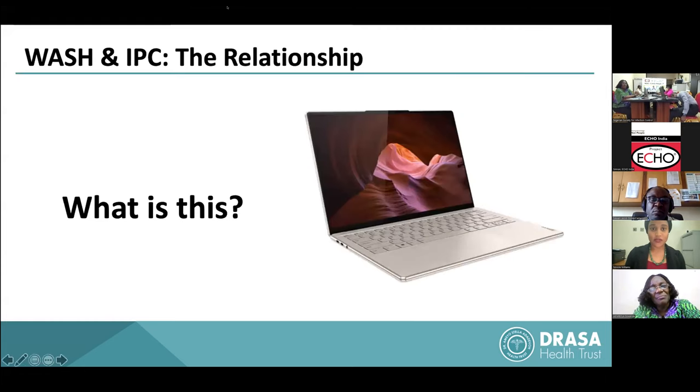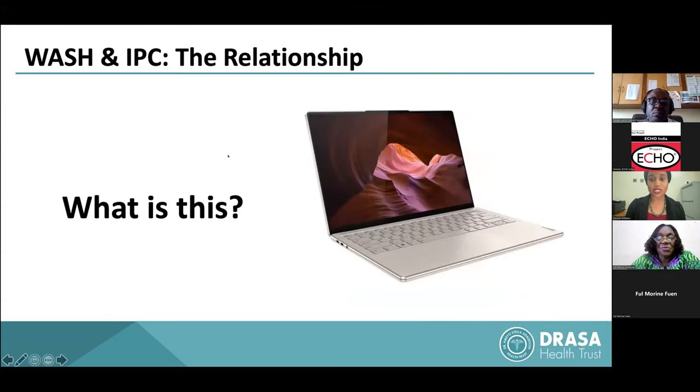What is this? If you can post it in the chat box, those of you that can see the screen, please post in the chat box what this item on the screen is. It's not a trick question. Please just post what you see on the screen. Or if you like, you can also raise your hand and share what you believe you're looking at on your screen. So what is this item on the screen? Okay, laptop. Yes, correct. It's a straightforward question, right? It's not a trick question, but I will explain why I'm asking you to answer this question.